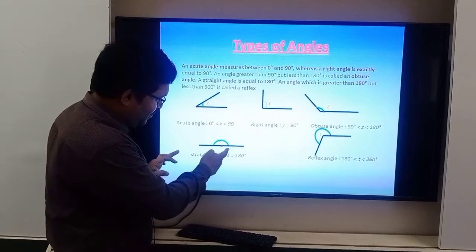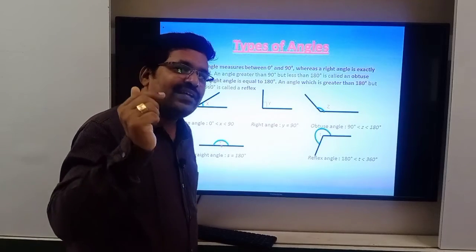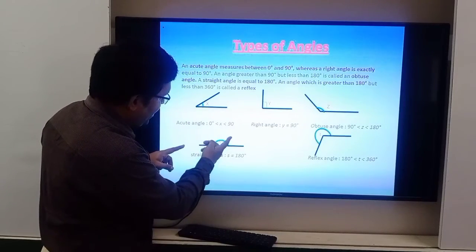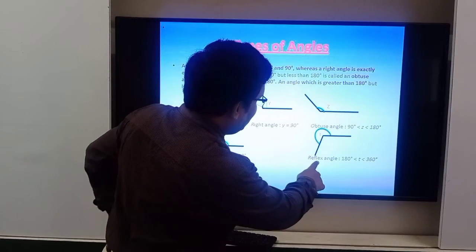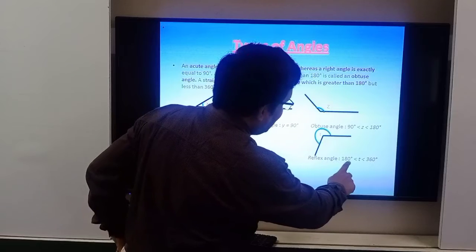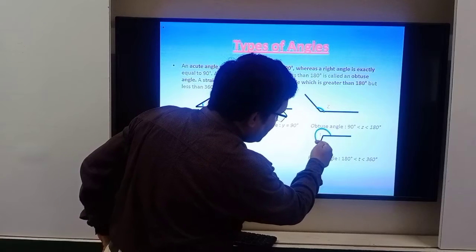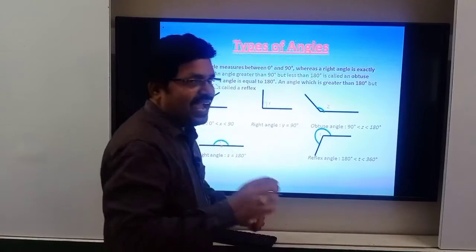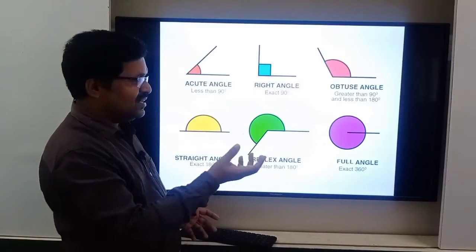And this is a straight line, then you have an angle and we can call it a straight angle. If somebody asks you what is a straight angle, you should be able to say 180 degrees. 180 degrees is a straight line. So what is this angle? This particular angle is called a reflex angle. A reflex angle starts from here and is more than 180 degrees and less than 360 degrees.